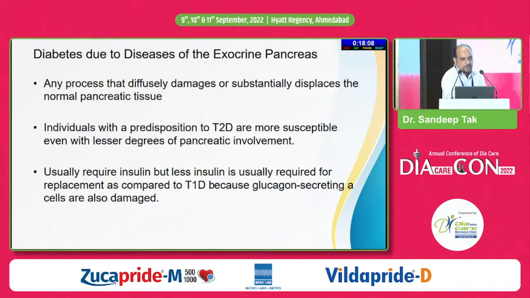Coming to diabetes due to disease of the exocrine pancreas. Any process that diffusely damages or substantially displaces normal pancreatic tissue will ultimately lead to the development of diabetes. If the individual is more predisposed to type 2 diabetes, particularly with obesity or insulin resistance, even not very significant damage to the pancreas can ultimately lead to diabetes. These patients usually require insulin, but the requirement is much less than in typical type 1 diabetics, because here alpha cells are also destroyed, so glucagon secretion is also impaired.